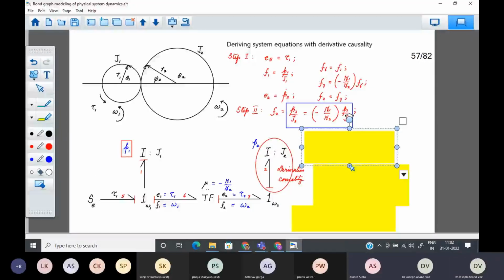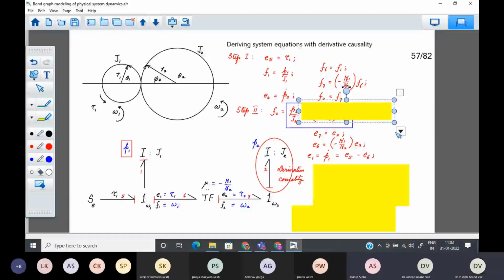Now let us proceed to the second step. So the question is, what does the system give to this I element? It gives effort 1. Effort 1 is a rate of change of momentum associated with this I element. So it is P1 dot, and P1 dot can be written as E5 minus E6. So E5 minus E6 is P1 dot.